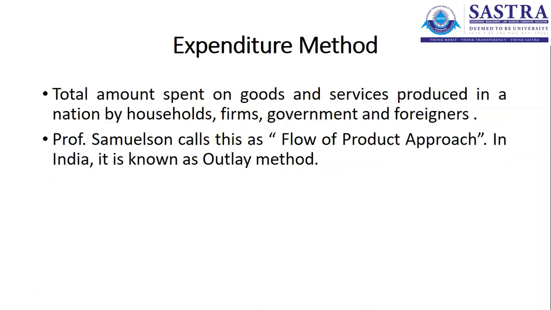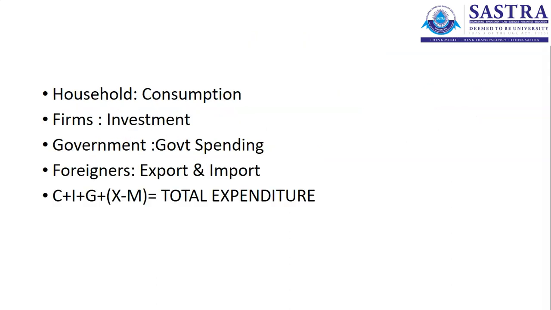Finally, you arrive at the net national product at the factor cost, the calculation of the output method. So the value at which the goods and services are produced at the factor level is calculated. And the expenditure method is the total amount spent on the goods and services produced in a nation by households, firms, government and the foreigners. It is based on the expenditure method, and Professor Samuelson calls this the flow of product approach. In India it is known as the outlay method.